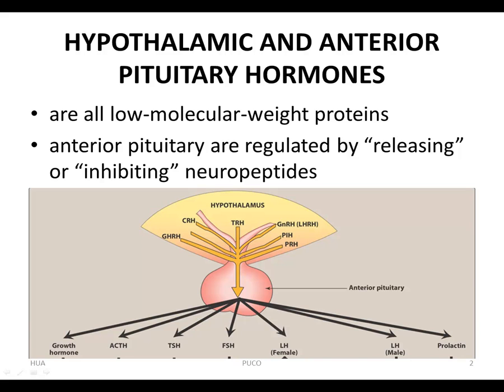hypophyseal portal system. The interaction of releasing hormones with their receptors results in the activation of genes that promote the synthesis of precursor protein. The protein precursor then undergoes post-translational modification to produce hormones, which are released into the circulation.